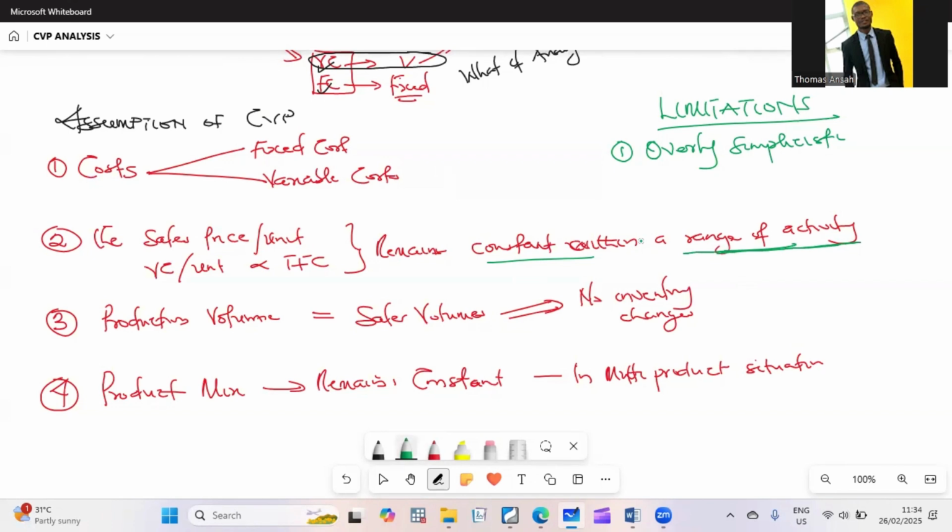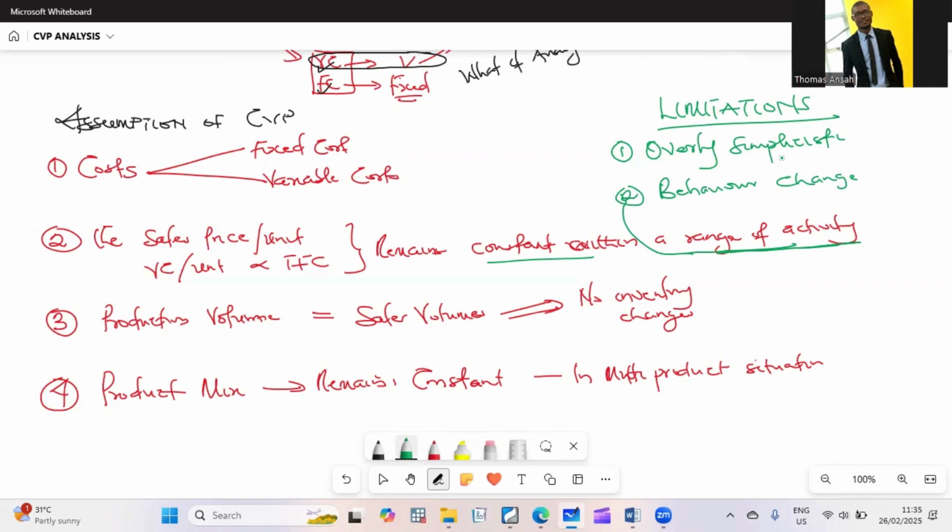Because the truth is that people's behavior changes. It is very difficult to determine this because behavior changes. Behavior is not constant. So determining the relevant range is actually a problem.